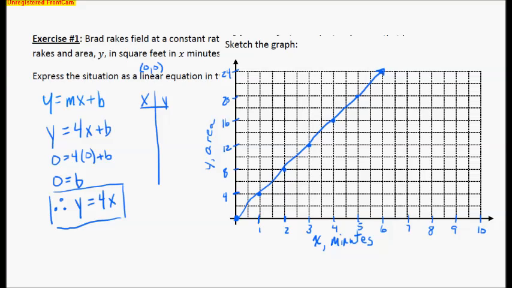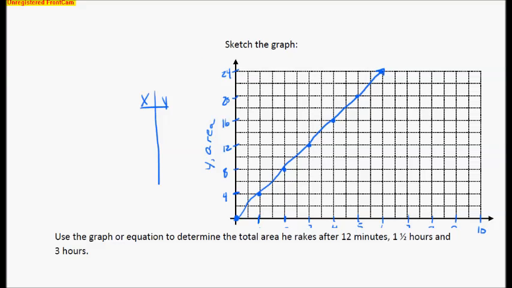Let's turn that off. And let's turn this other part on. It says, use the graph or the equation to determine the total area he rakes after 12 minutes, 1.5 hours, and 3 hours. Okay? So now our graph, even though we made it much bigger, we made it go out to 10 minutes here, we still really couldn't get this off of the graph what he would rake in 12 minutes, 1.5 hours, or 3 hours, because it just simply doesn't go that big. All right. If we wanted to do that, we'd have to get at least out to 12 minutes here to see what our graph would be, and we'd have to change the scale again. All right. So let's just use the equation.